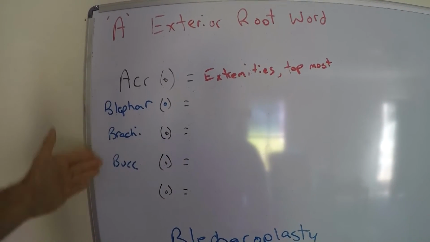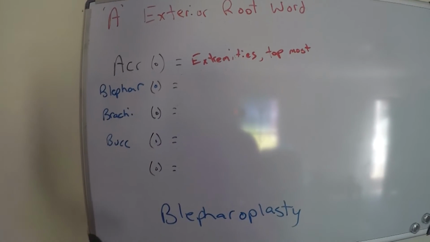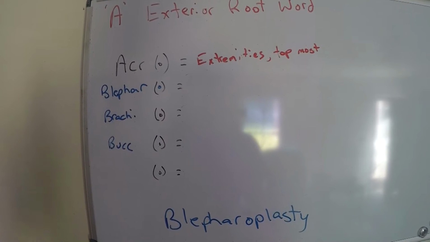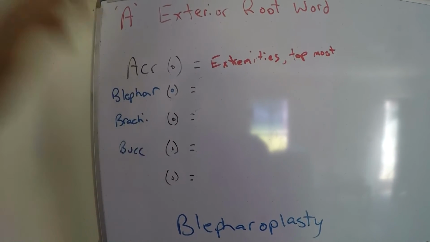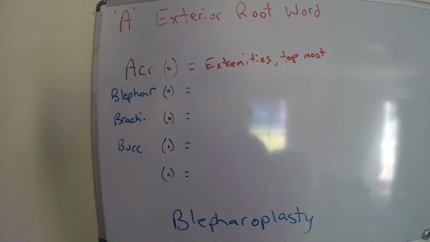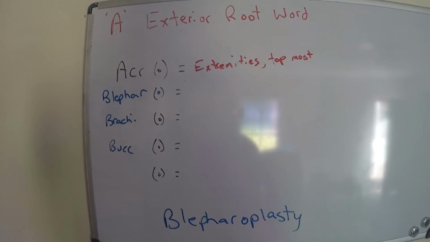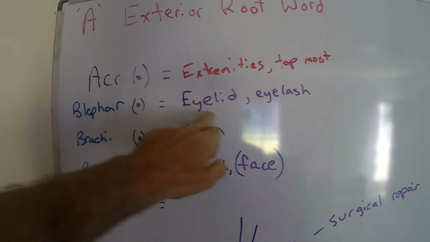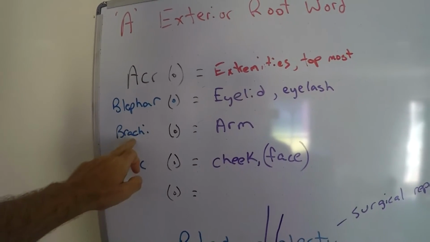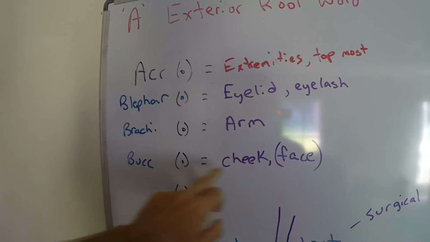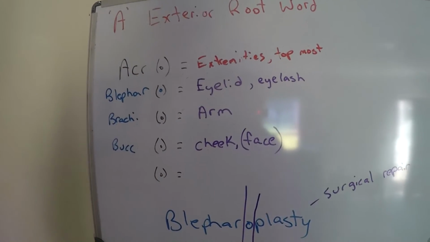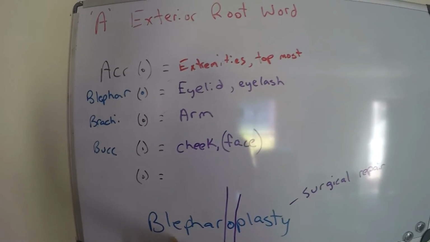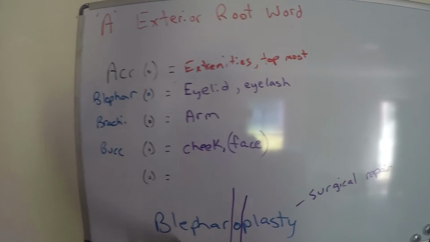Now, luckily there's only 3 B words. And then here at the bottom, I've given an example. Okay? So now I'm going to reveal the meaning of these 3 root words. And then we'll take a look at the example. All right, guys. So blephar is the eyelid and the eyelash. Brachi is arm, and bucc means cheek or face. Now, I'll let you look at that just a minute. And then we'll look at blepharoplasty.